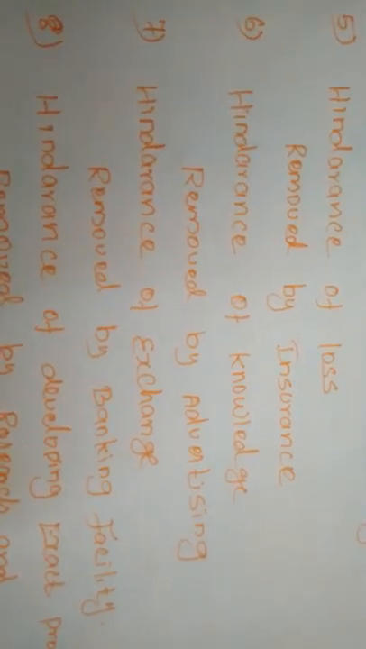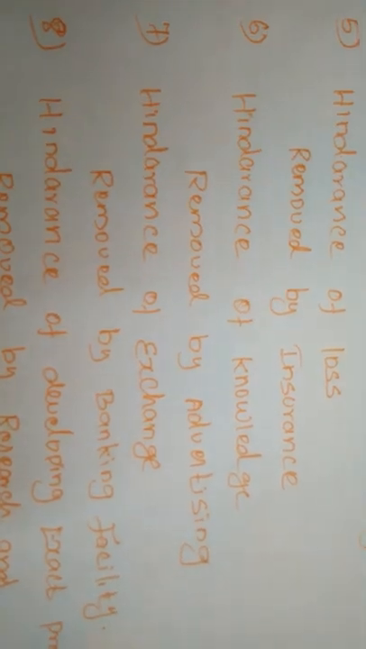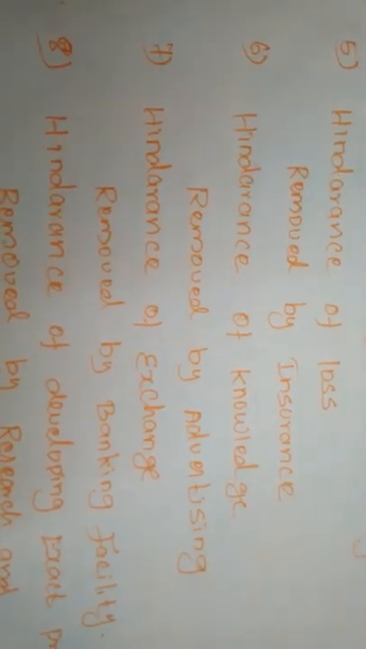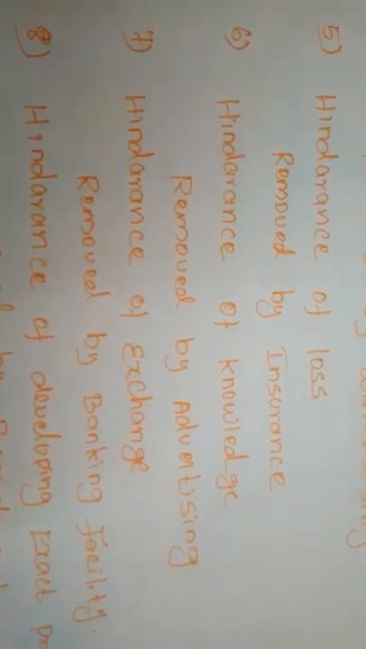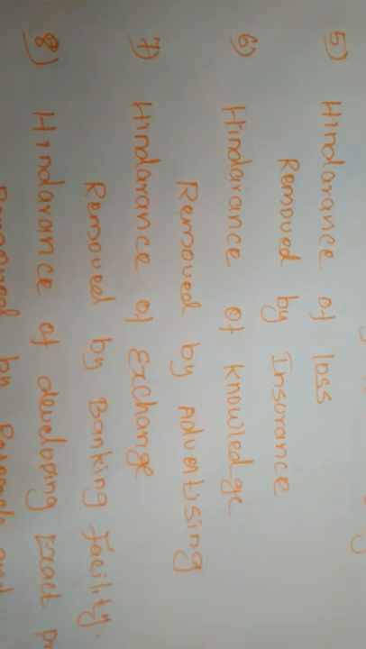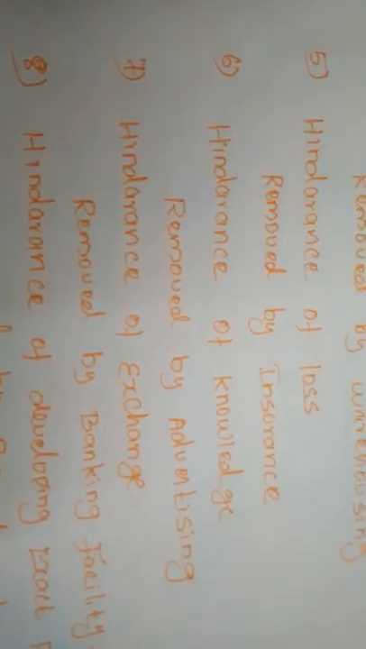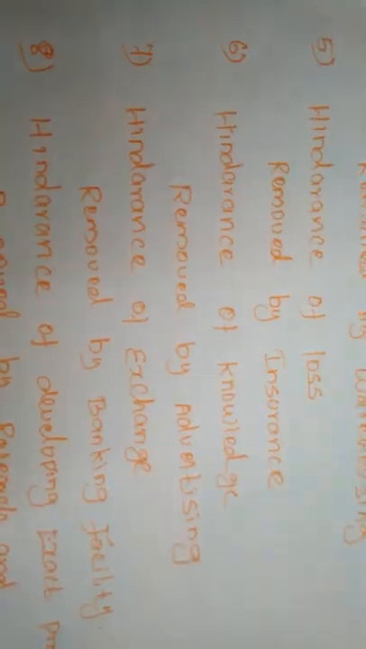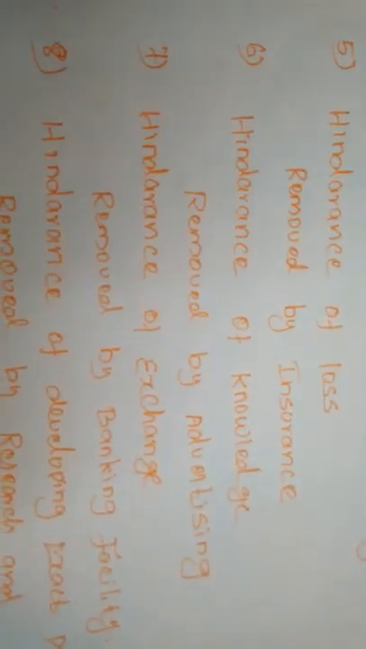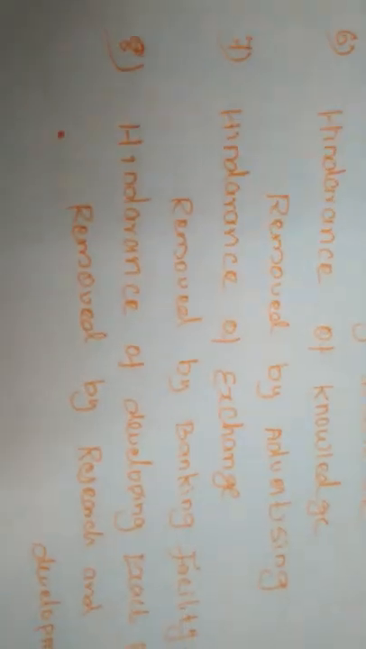If you want to consume any commodity, just Google it and we can find out all the details of the commodity. So not knowing the details of a commodity is called hindrance of knowledge. The hindrance of knowledge is removed by advertising, radio and different types of advertising. And the next one is hindrance of exchange.